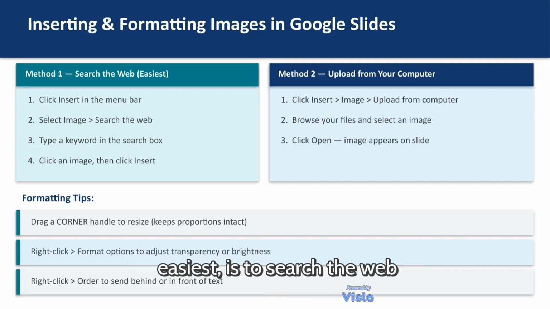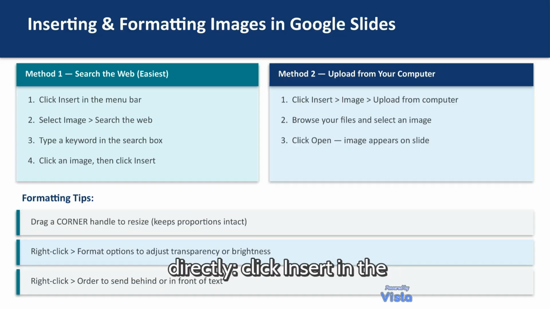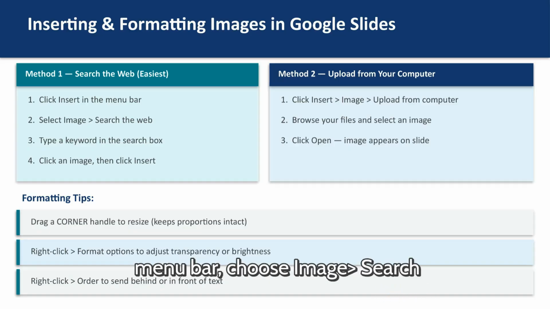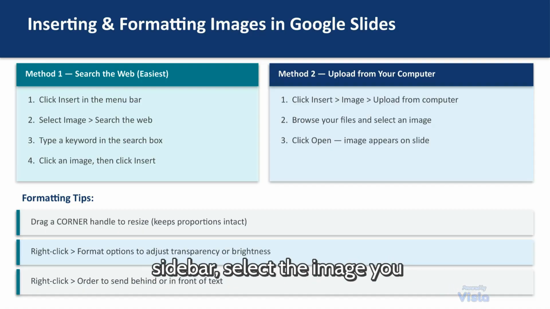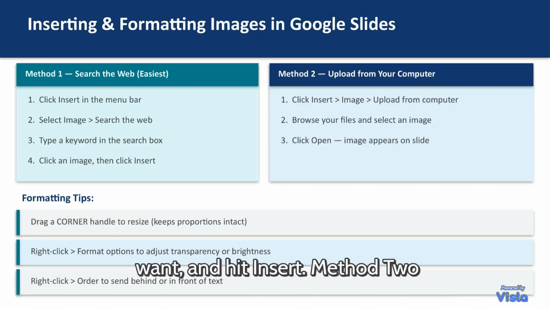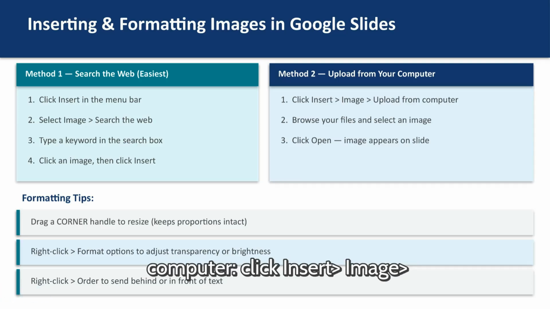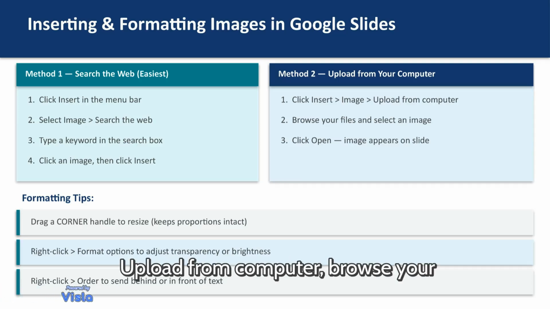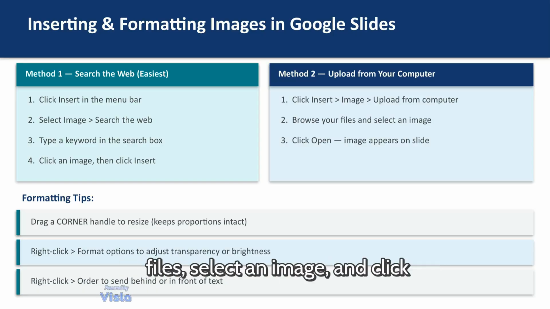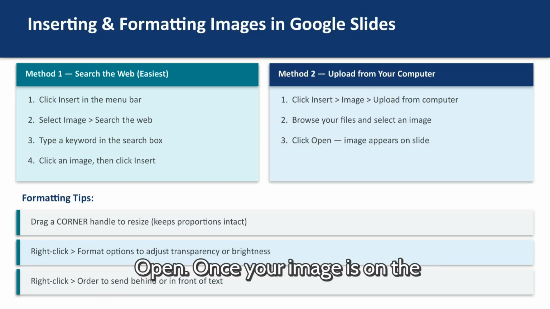Method 1, the easiest, is to search the web directly. Click Insert in the menu bar, choose Image, search the web, type a keyword in the sidebar, select the image you want, and hit Insert. Method 2 shows how to upload from your computer. Click Insert, Image, Upload from Computer, browse your files, select an image, and click Open.